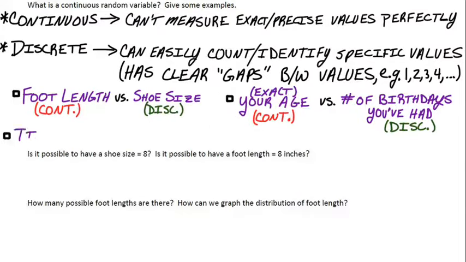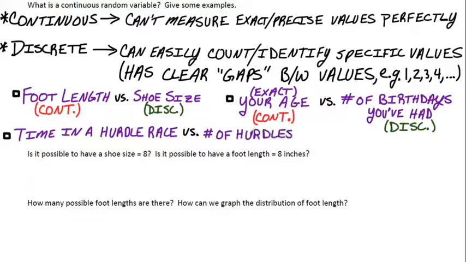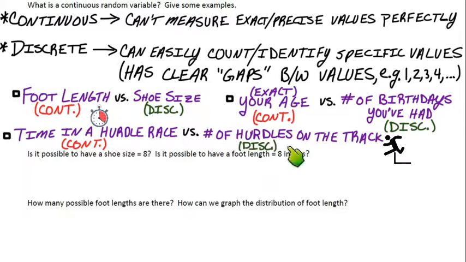Let's do one more here. How about your time in a hurdle race, if you run the hurdles, versus the number of hurdles that are out there on the track? Well, one of those things is countable, right? The number of hurdles on the track would be a countable thing. Whereas the time, it's really tough to get that time exact. Maybe you go to 10 decimal places or 20 decimal places. So if you're measuring time, that's a continuous random variable. It's hard to tell the exact moment. And the number of hurdles on the track, that would be a discrete random variable. Hopefully you like my little hurdler here.